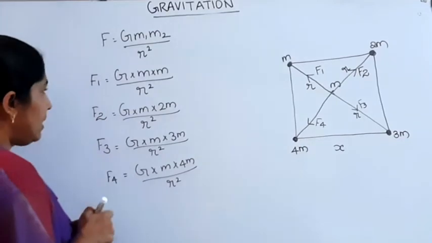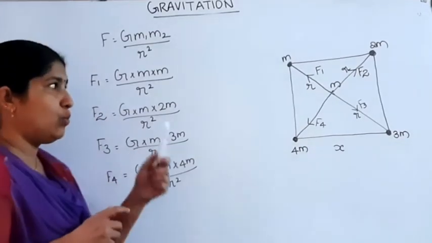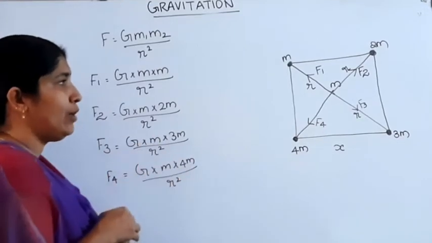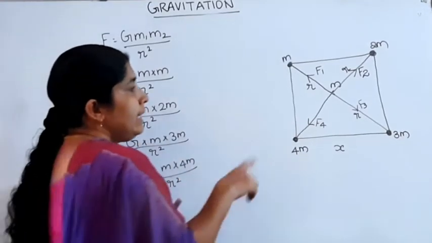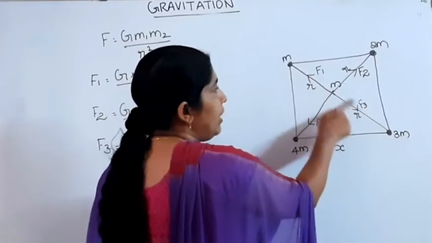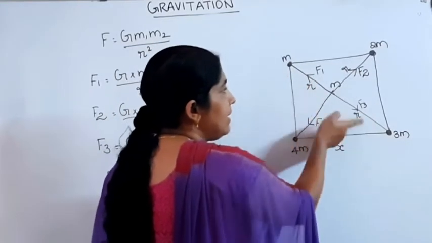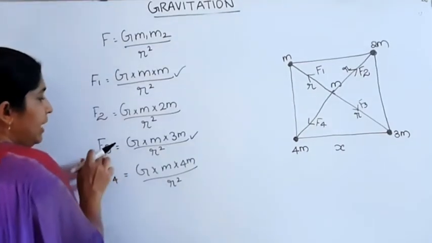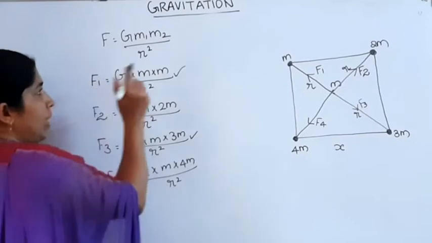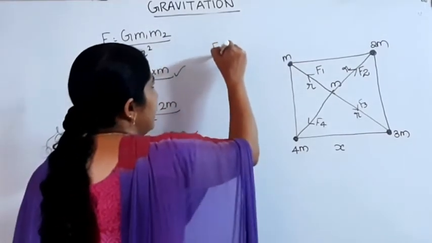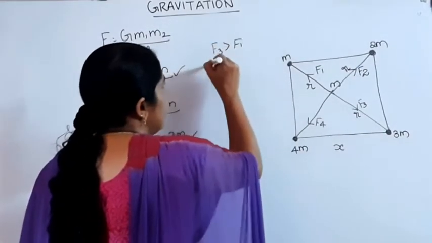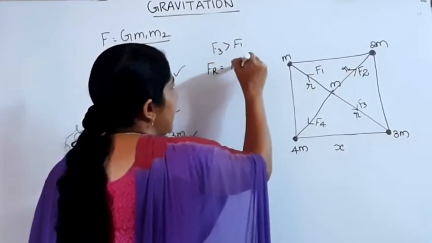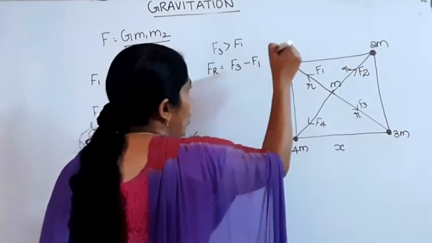Okay. These are the four forces which are acting on small m. Now we want to find the resultant force acting on small m. We know that F1 and F3 are along a straight line but in the opposite direction. Which one is greater? F3 is greater than F1. So the resultant, F resultant, is equal to F3 minus F1 because they are along a straight line.